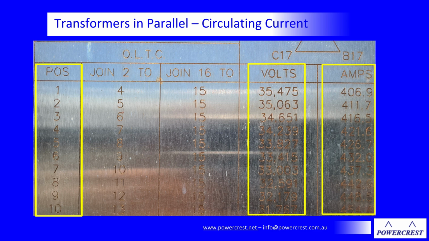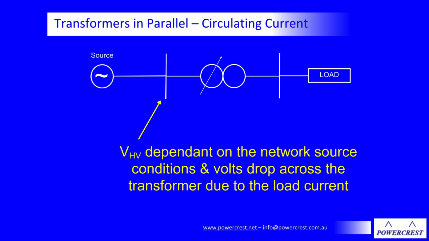Firstly, it must be stated up front that the voltage column does not give the HV voltage at a given tap. So, for example, it is not correct to say that on tap 3, the HV voltage is 34,651 volts and the current 416.5 amps. Indeed, the HV terminal voltage of the transformer is fixed by the source network and the volts drop across the transformer due to the load current, and not the transformer tap position.